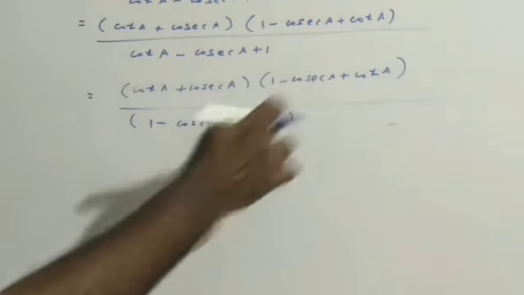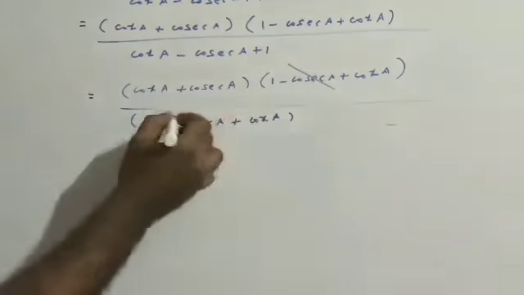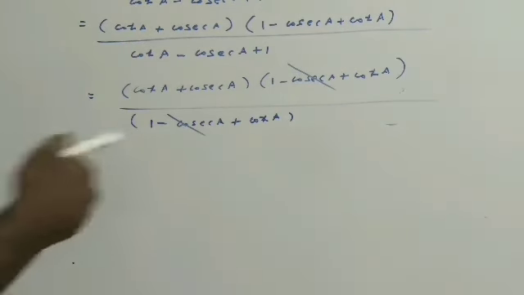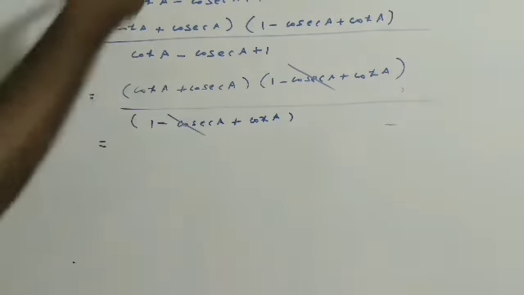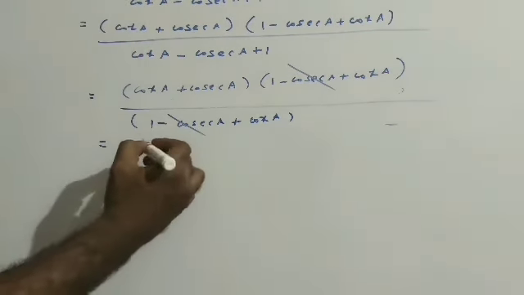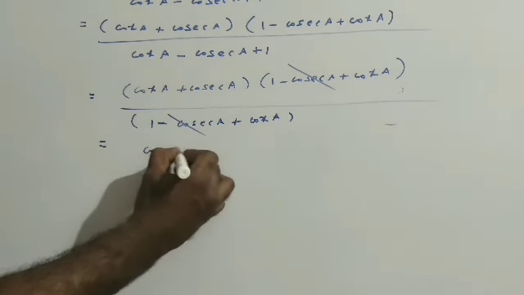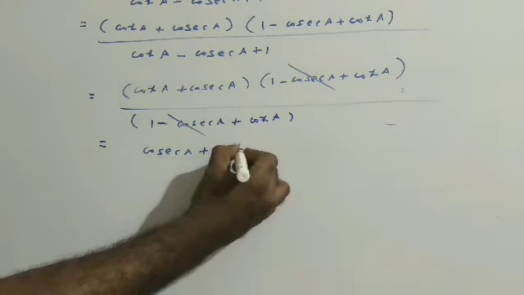Now the numerator and the denominator are the same terms, so cancel. We get cot A plus cosecant A. It is equal to cosecant A plus cot A. That is what we have to prove. So write the terms as cosecant A plus cot A.